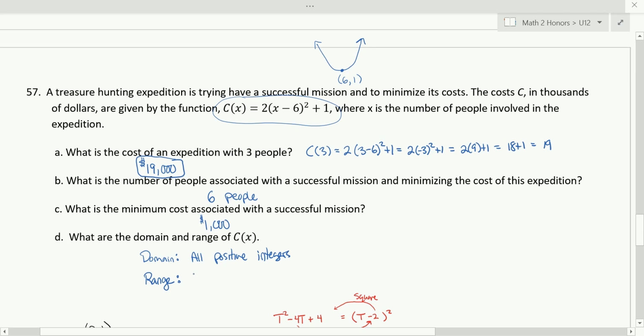And then if we plug in positive integers, what would our range be? What's the lowest? 1,000. That's the minimum, right? And then anything above, right? So our range would be 1,000 and above. So y is greater than or equal to $1,000.